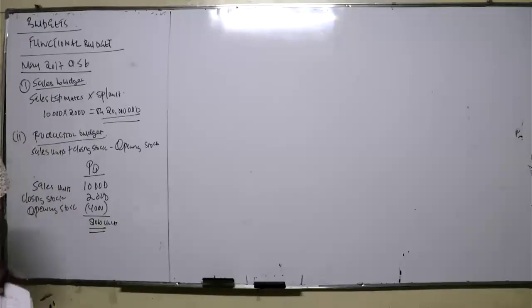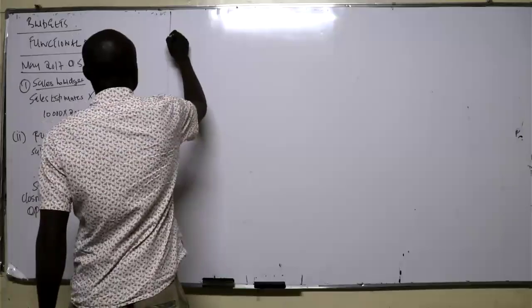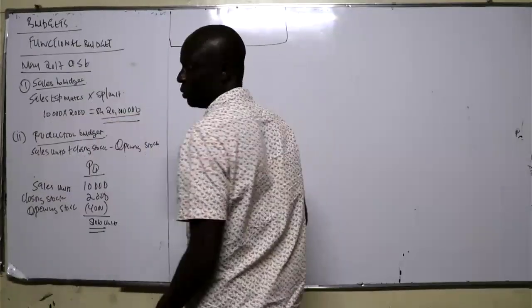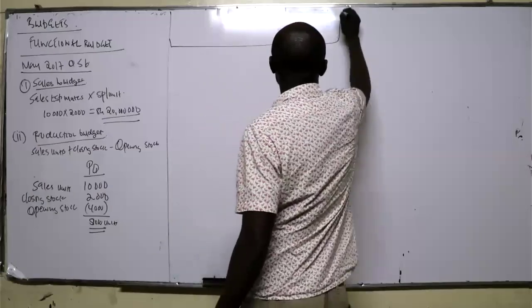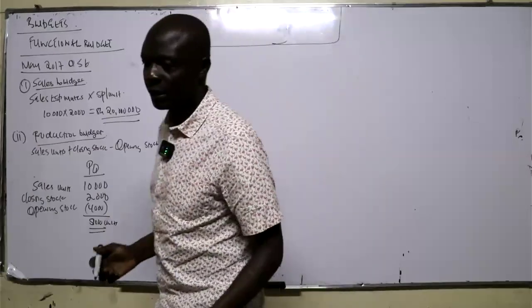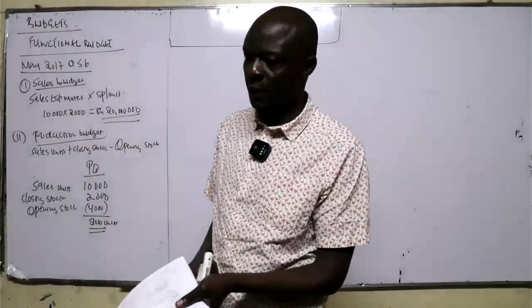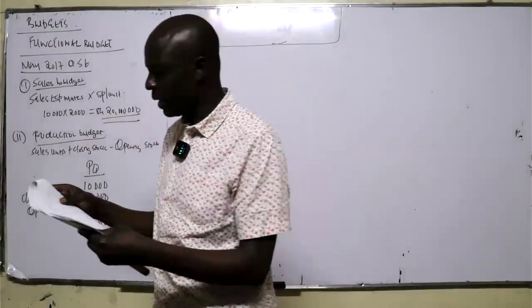Sawa. Ama ni ngumu hiyo. So that is the units they intend to produce. Those are the units they intend to produce. Okay, that is 2 marks.